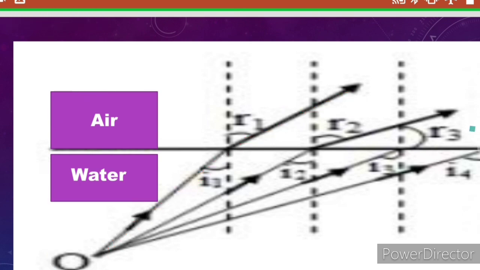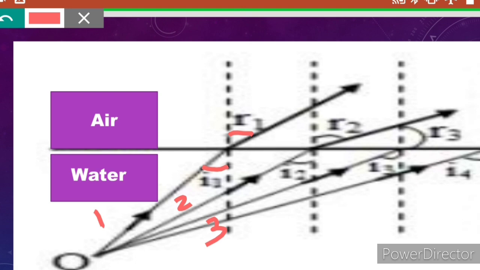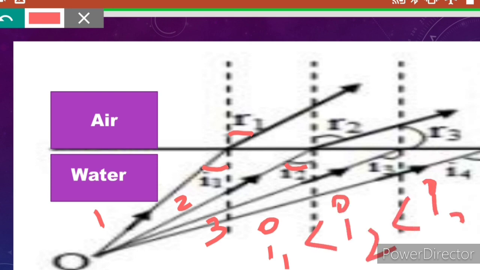Now see, the angles are important here. So I1 and R1, just note this one carefully. Now for the second ray, this is ray number 1, this is ray number 2, this is ray number 3. For ray number 2, I have increased I1, meaning I2. I have increased the angle of incidence, so it will follow this relation.